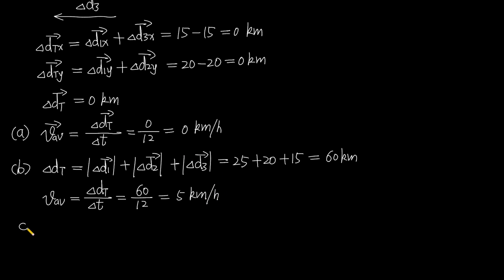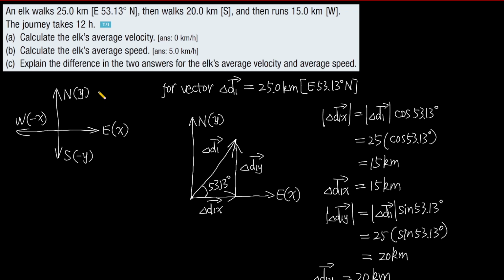Now question C. The question asks, explain the difference between the average velocity and average speed. The velocity and speed are two different things. Velocity is a vector and speed is a scalar. Velocity has direction and magnitude, and speed only has the magnitude.